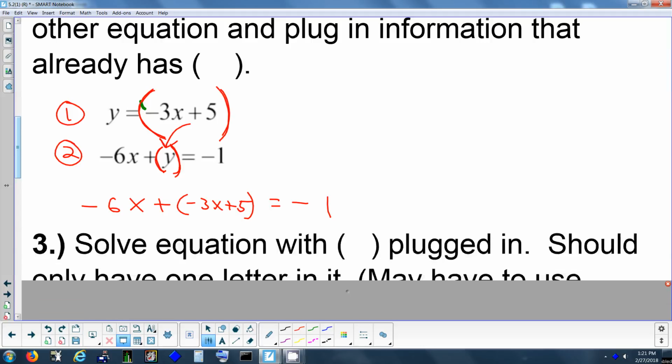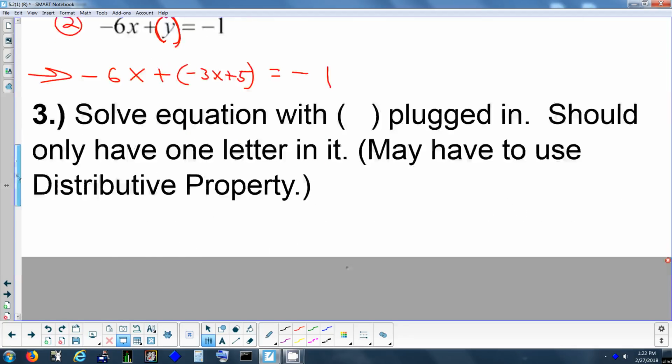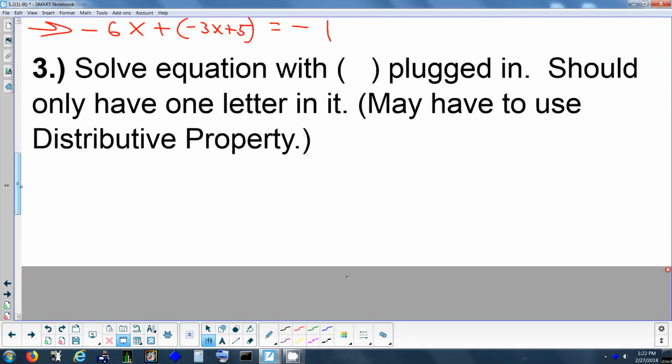So now, solve that equation right there. After you solve it, you will know one of your answers. You will know X. You still have to go back and find y, but once you get x, y is very easy. So now you're at step 3. All Mr. Hager's going to do now is rewrite that equation that he created for step 2 for step 3.